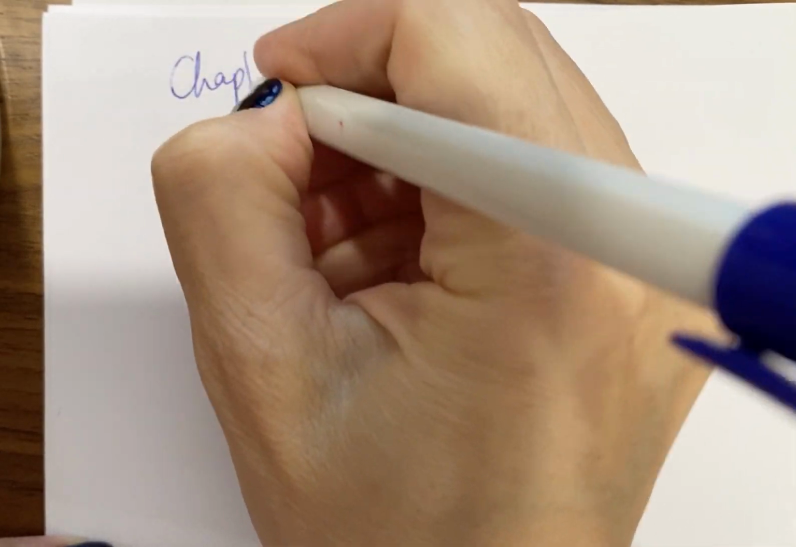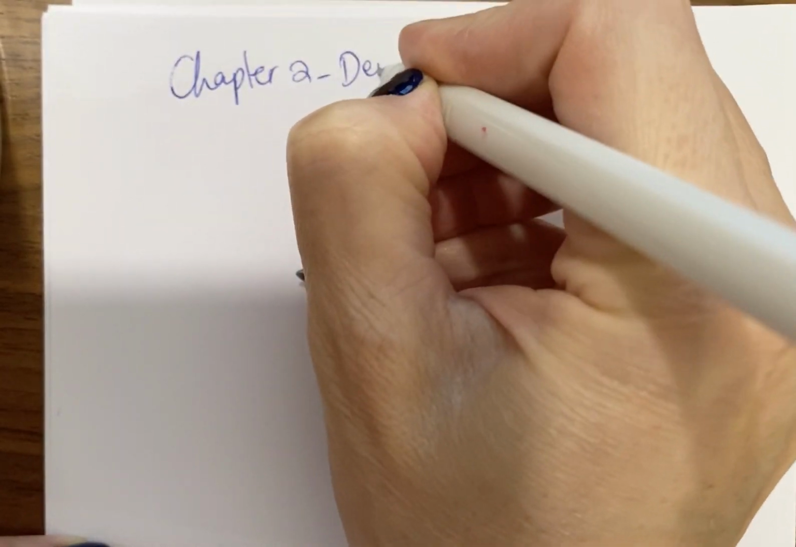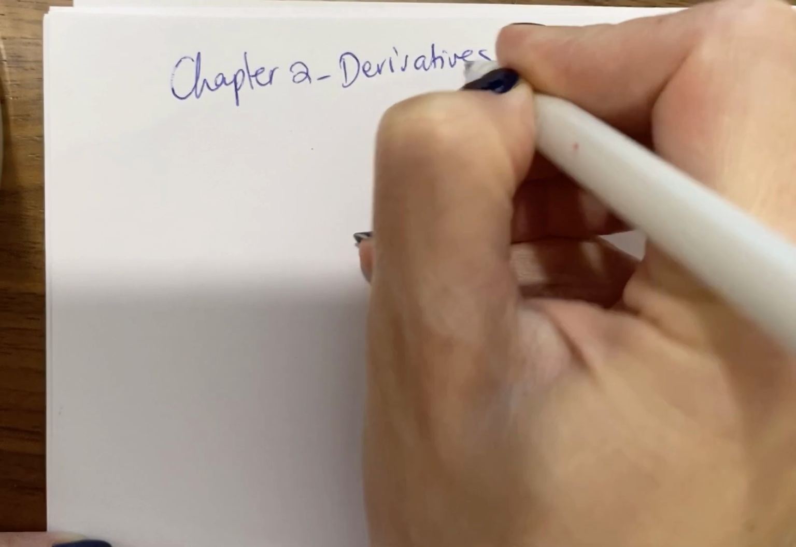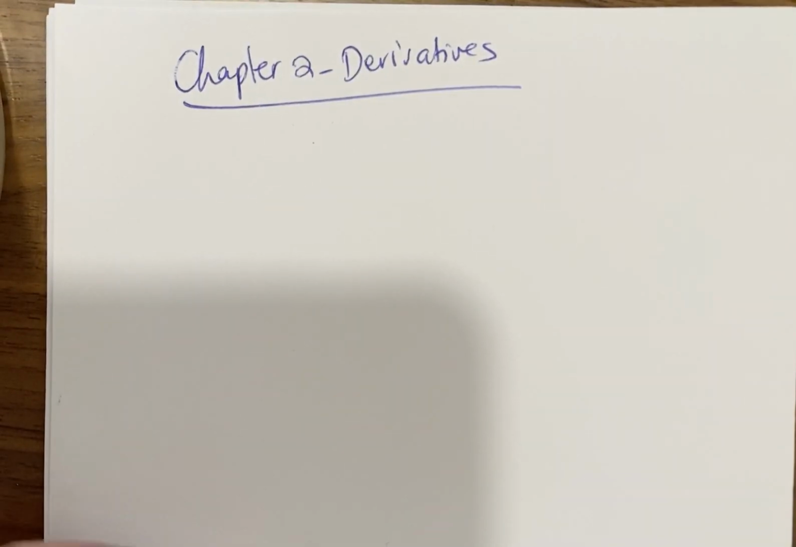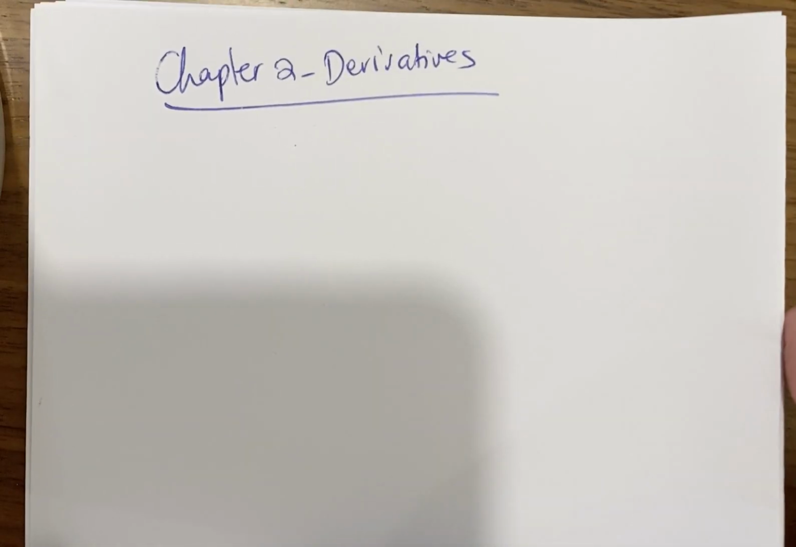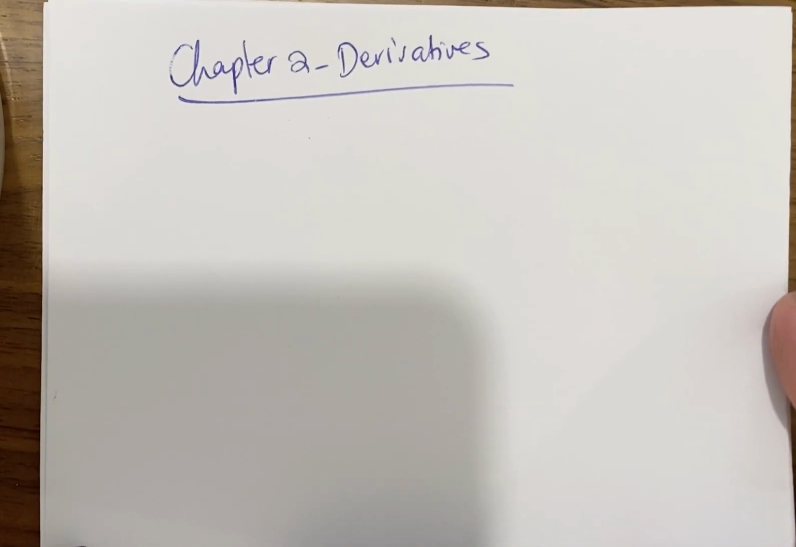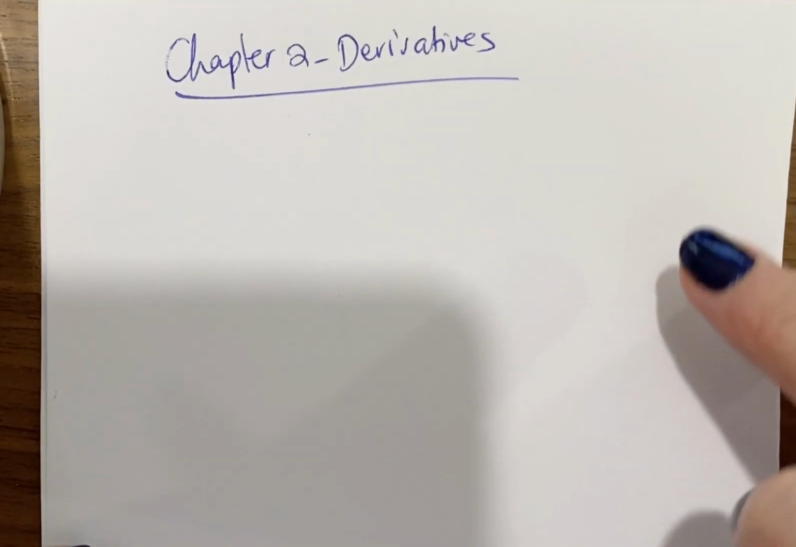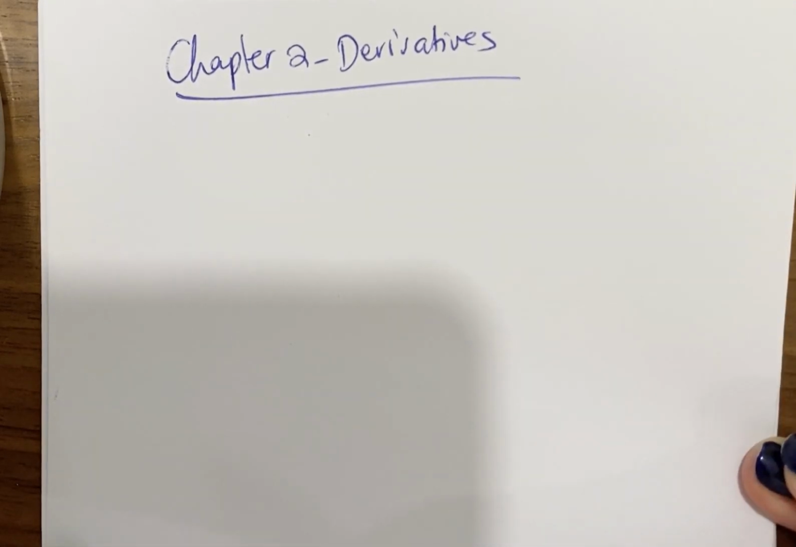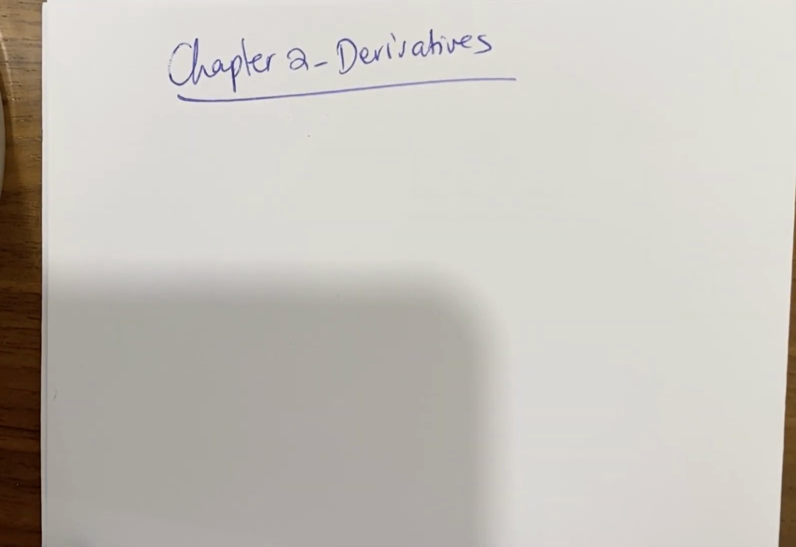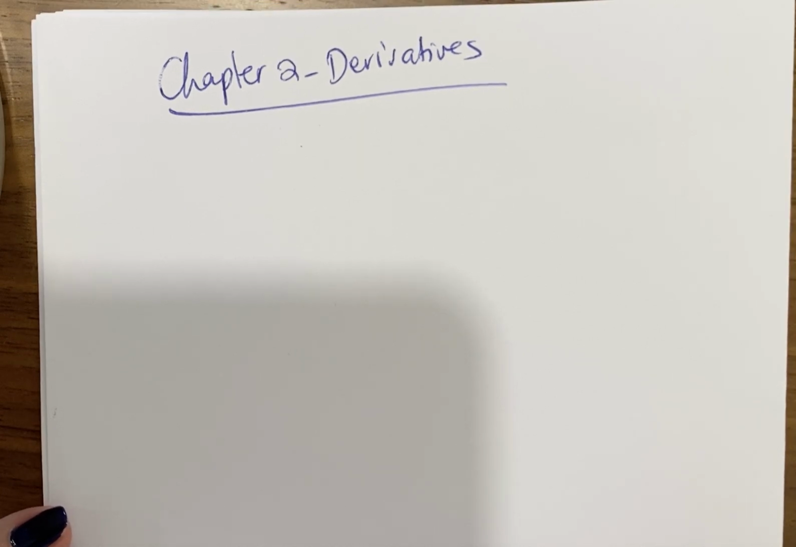Today we're going to start chapter 2. Chapter 2 is about derivatives. Before we start talking about derivatives, we need to define derivatives. And before we define derivatives, I need to tell you a little bit of a story on how things happened, and how the idea of a derivative popped up. And what is a derivative, basically.